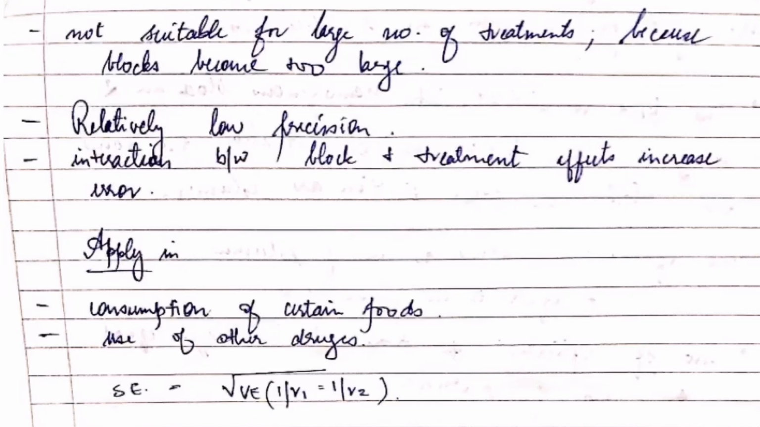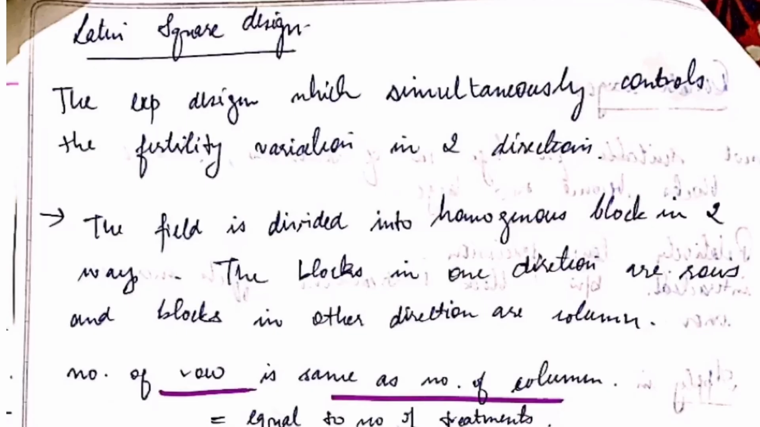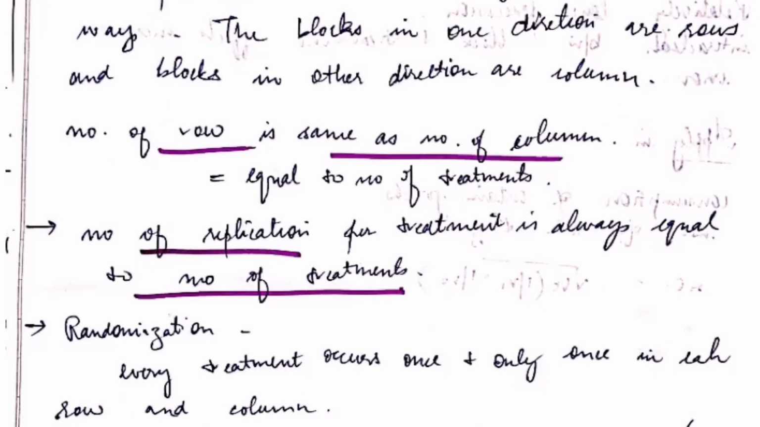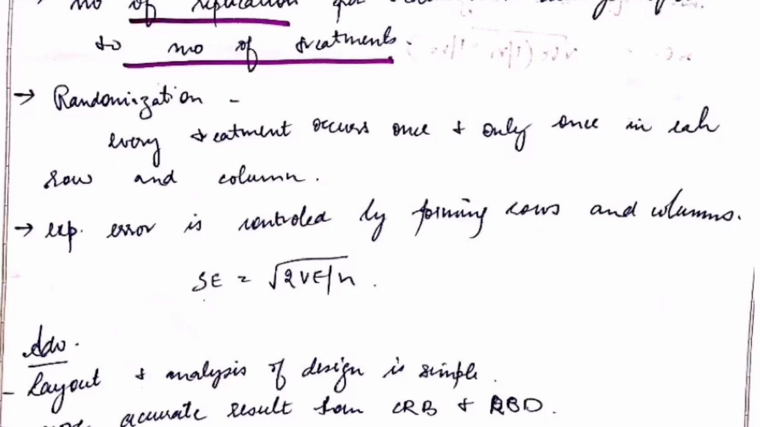The next type of design is Latin square design. In this type of experiment, the design which simultaneously controls the fertility variation in two directions is called a Latin square design. The field here is divided into homogeneous blocks in two ways. The blocks in one direction are called rows, and in the other direction are called columns. The number of rows is the same as the number of columns, that is, they are equal to the number of treatments. The standard error is the square root of 2 times the error variance divided by n.